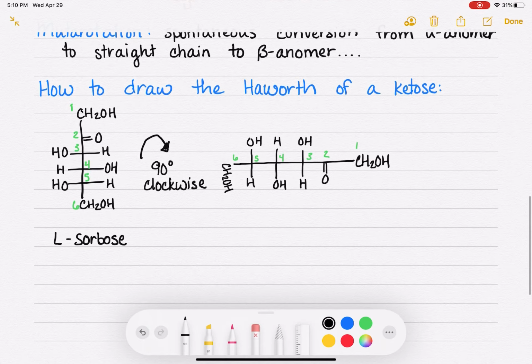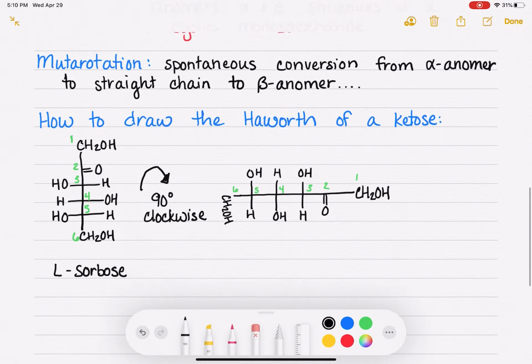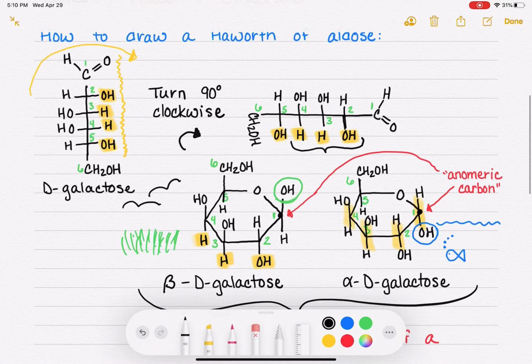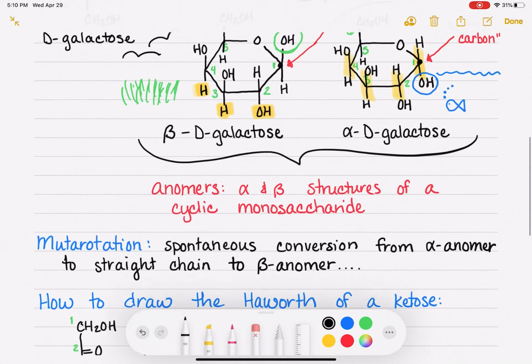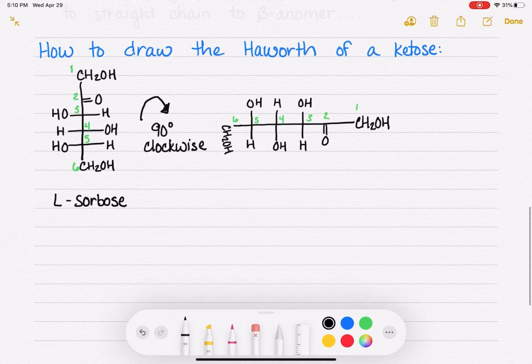So we're going to get it onto its side, and then let's be consistent. Let's see what we did up here. Okay, we went straight to the template. So for a ketose, the template of the cyclic structure is different. It's a 5-membered ring, like this, instead of a 6-membered ring.